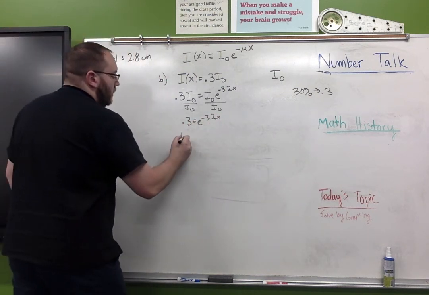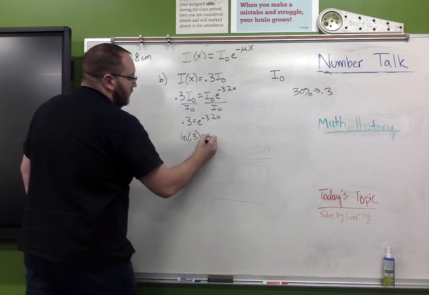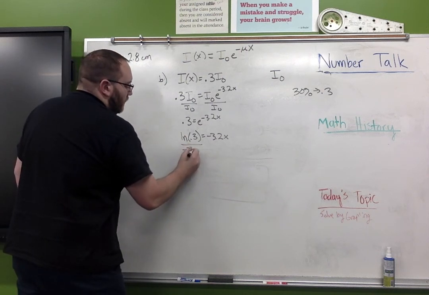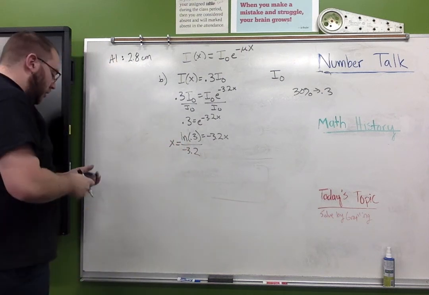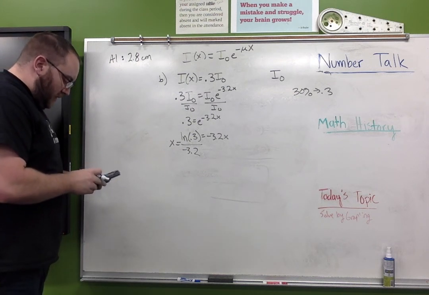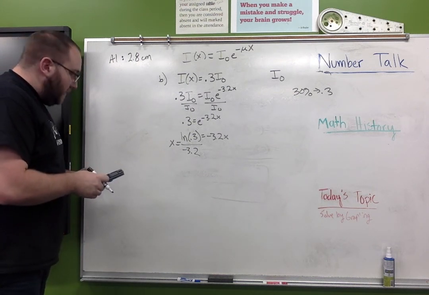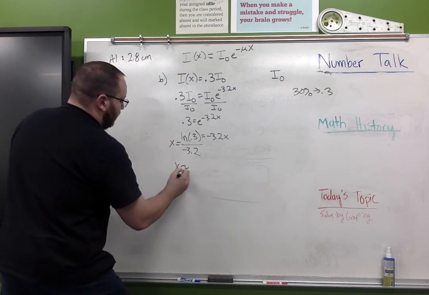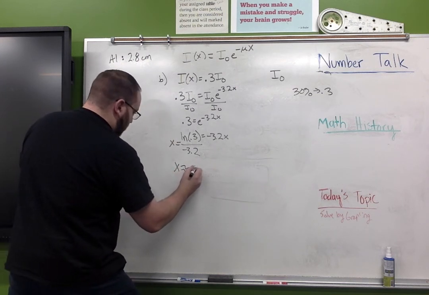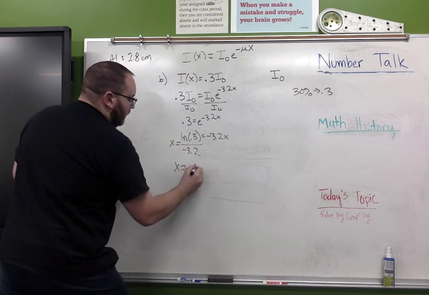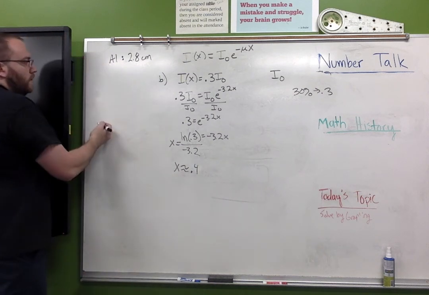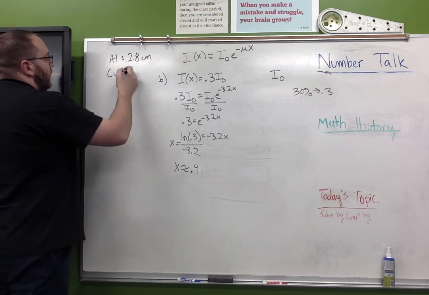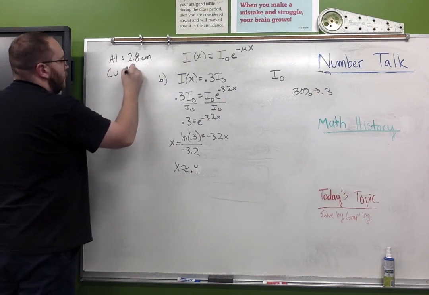Convert to a logarithm. Natural log of 0.3 is equal to negative 3.2x. Divide everything by negative 3.2, and that gives us x. Put it in your calculator: natural log of 0.3 divided by negative 3.2. And we get x is approximately 0.38, we'll say 0.4 centimeters thick. Okay. So copper is Cu, and so that's, we'll say 0.4 centimeters.